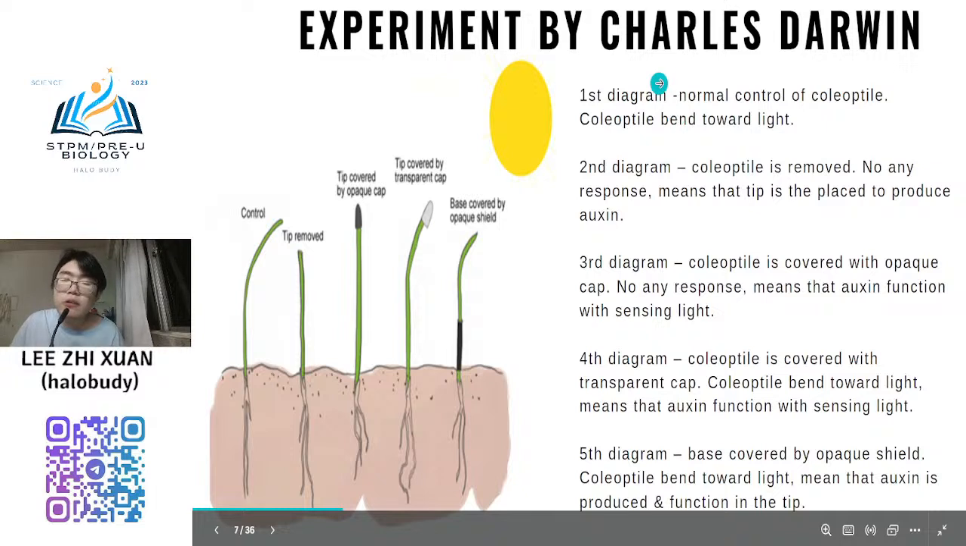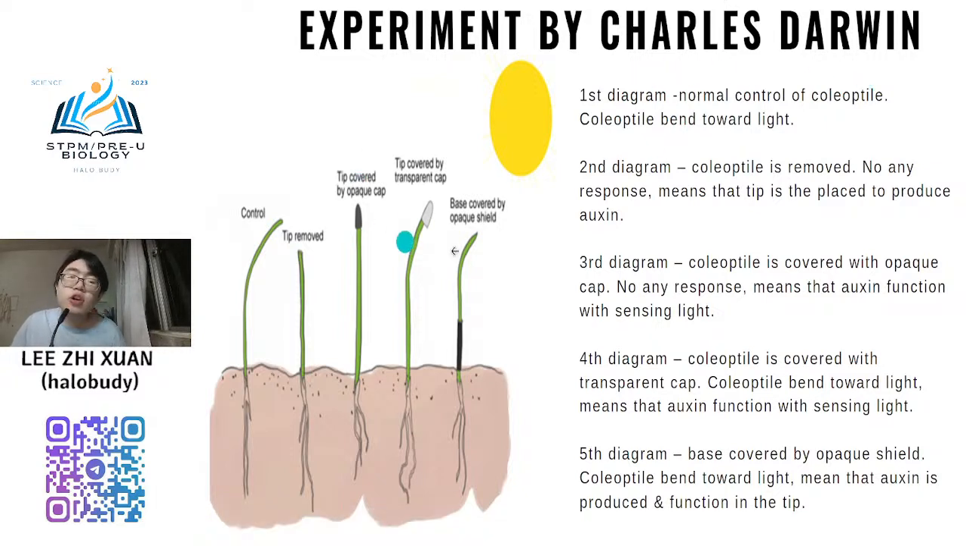So normally, one of the experiments was conducted by Charles Darwin. This experiment is to determine the phototropism of auxin, and why we say that auxin will face toward the sunlight. Why? So normally these scientists used five parameters to conduct the experiment.